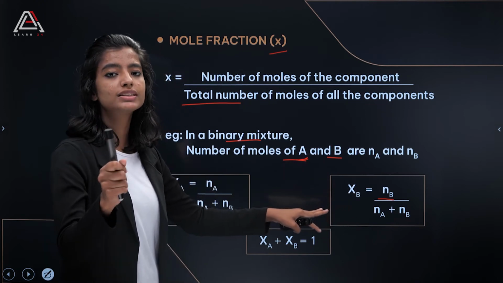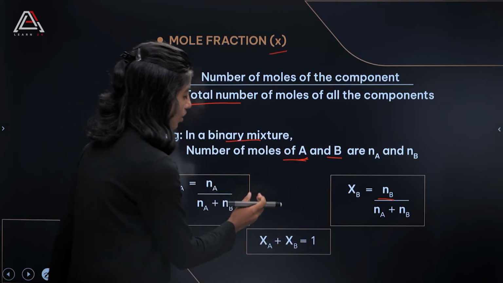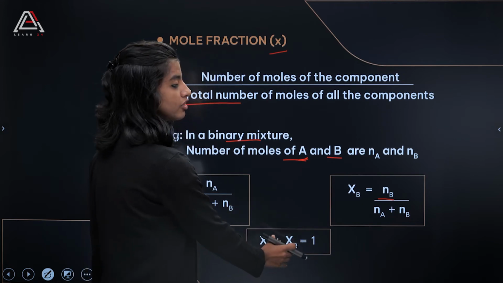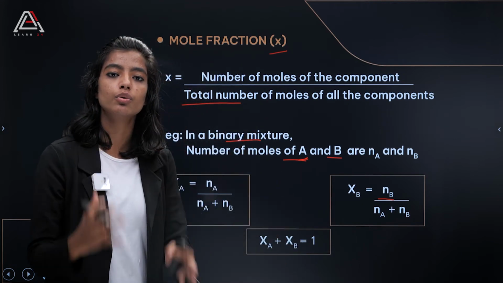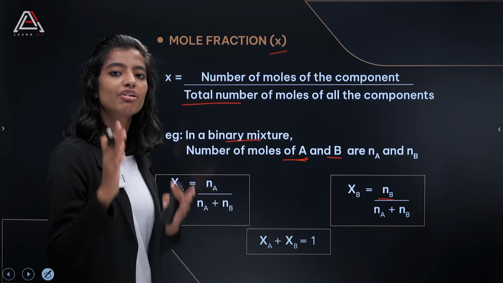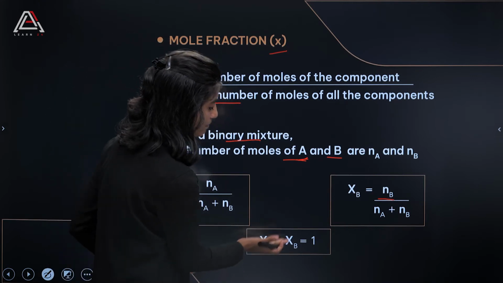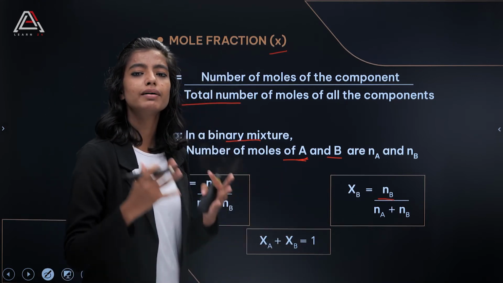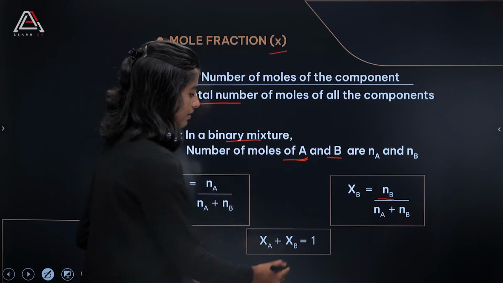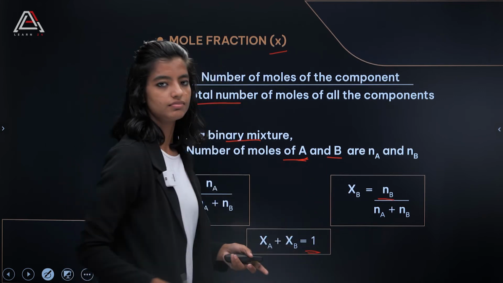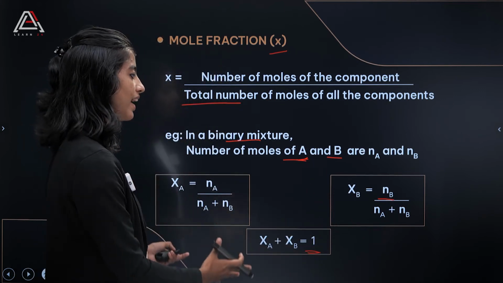And the most important thing, mole fraction of A plus mole fraction of B will be equal to unity. Don't ever forget this. Mole fraction of A plus mole fraction of B will be equal to 1. This is the mole fraction.